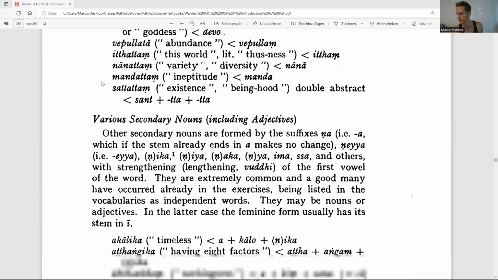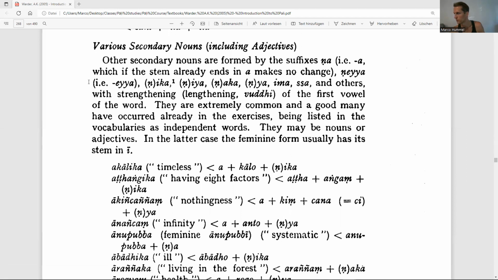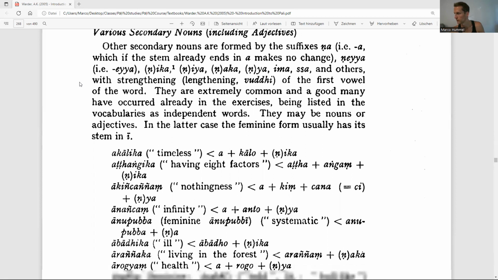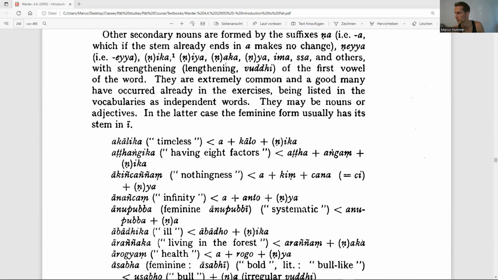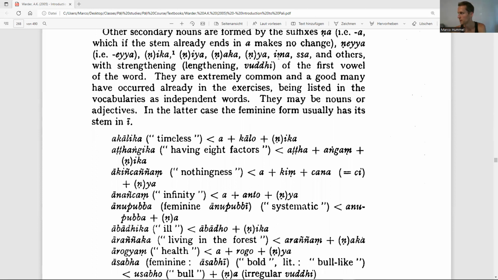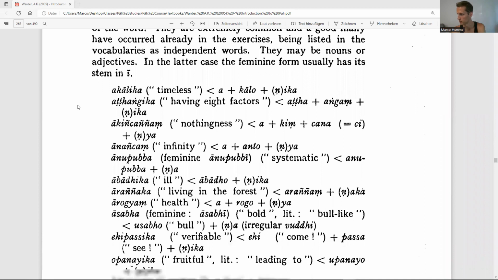Now, there are other secondary nouns formed by the suffixes na, so short a, or which, if the stem already ends in a, makes no change. So we have, for example, nea, meaning ea, nika or ika, nia or ia, naka or aka, na or nya, ima and sa, and others with strengthening or lengthening, vutti, of the first word or the first vowel of the word. They are extremely common, and a good many have occurred already in the exercises, being listed in the vocabularies as independent words. They may be nouns or adjectives.